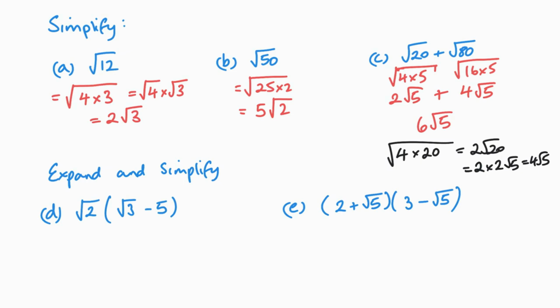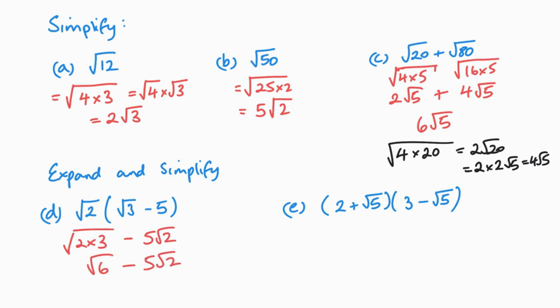Switch back to red. Now, expanding brackets. So root 2 times root 3. What I can do is I can put that as a single root as 2 times 3. And then we got root 2 times 5, so 5 root 2. So we got root 6 minus 5 root 2.